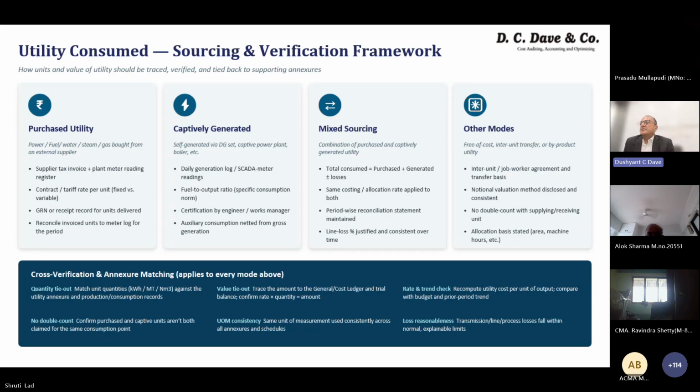Mixed sourcing is when your power plant generation is not sufficient, so you have to purchase from the grid as well. Or sometimes you have a renewable energy plant which cannot be relied upon 24/7, so you also need a grid supply. In that case, you'll be doing mixed sourcing. So even by looking at the sources of utility, you will be able to know a lot about the company.